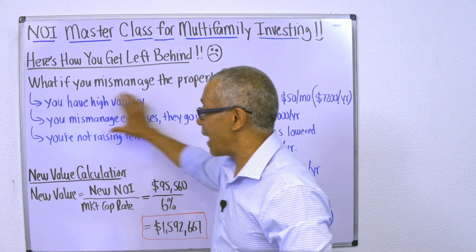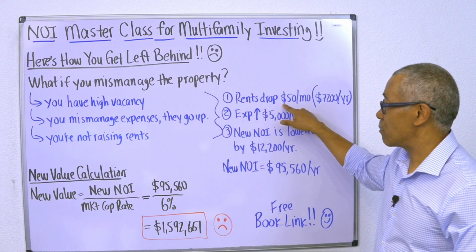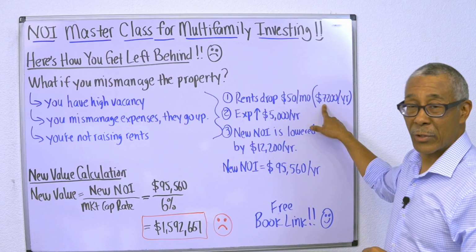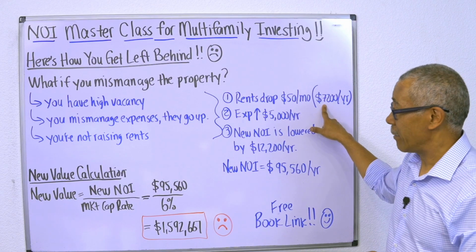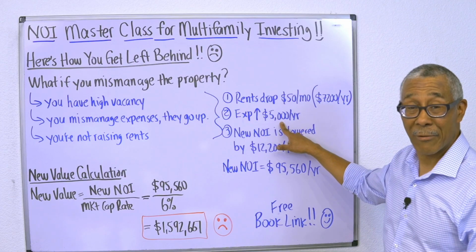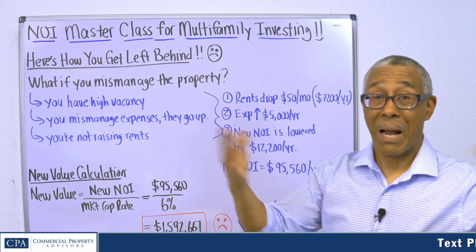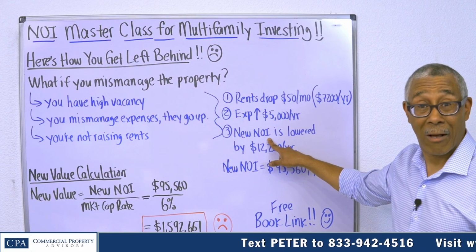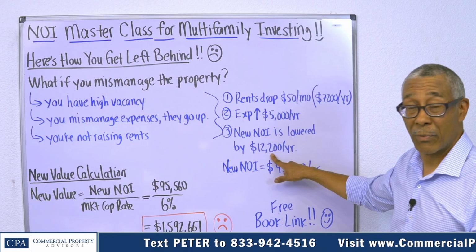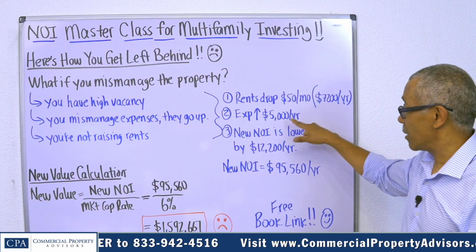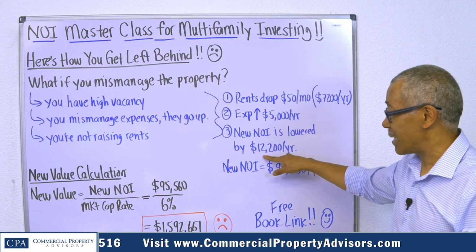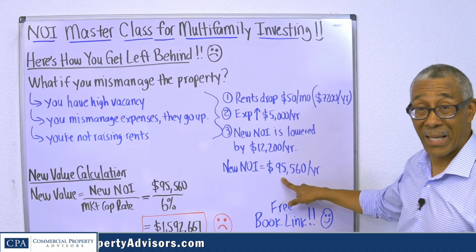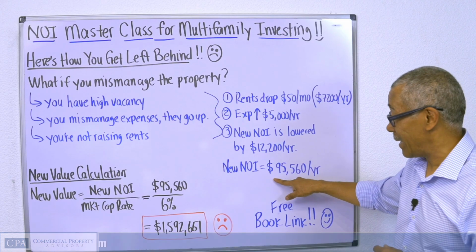Okay, so what if this happens? The rents would probably drop by $50 a month. Just like our last example, over 12 units, that's about $7,200 a year. Let's say the expenses went up $5,000 a year because, again, you took your eye off the ball and let the property manager spend what they want to spend. Now because of these two things, your new NOI is lower. It's lowered by 12,200, which is 7,200 plus the 5,000. So you're making this much less money per year. Your NOI now drops down to 95,960. It was 107. Now it's down to this number.